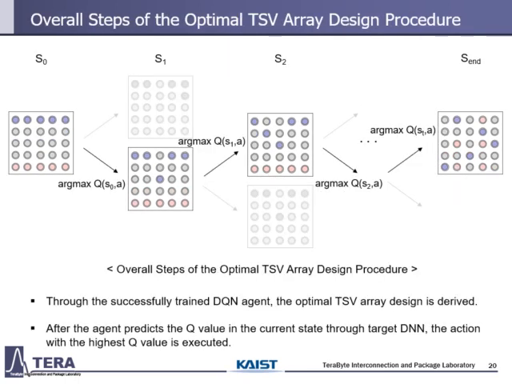Through the successfully trained agent, the optimal TSV array design is derived. After the agent predicts the Q value in the current state through the target DNN, the action with the highest Q value is executed.